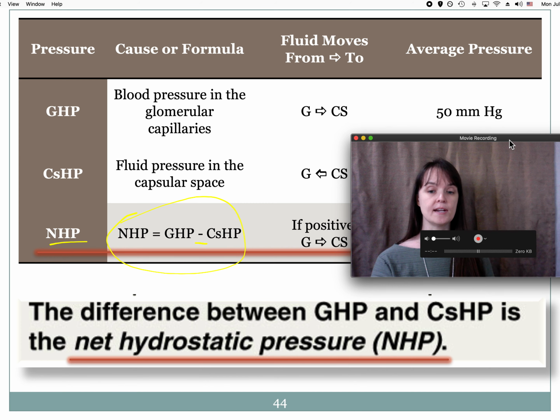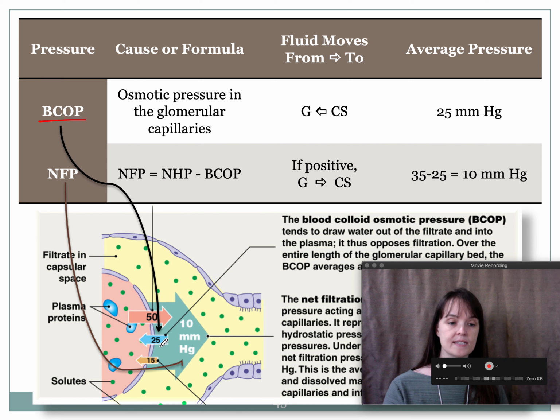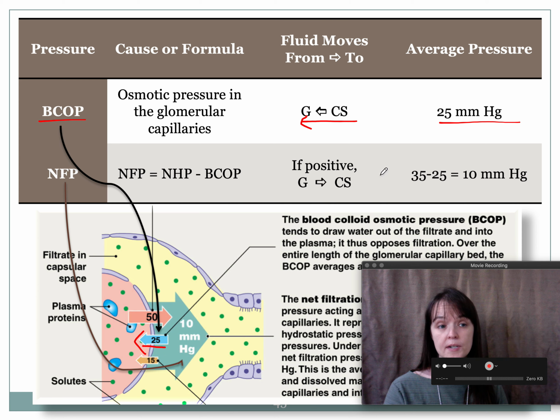Okay, so we talked about colloid osmotic pressure, and here you go. We're back to blood, so we'll do red again. Red is fun. The blood colloid osmotic pressure is the osmotic pressure in the glomerular capillaries, and so that's the force of the osmosis, and it's moving backwards, from the capsular space to the glomerulus at roughly 25 millimeters of mercury.